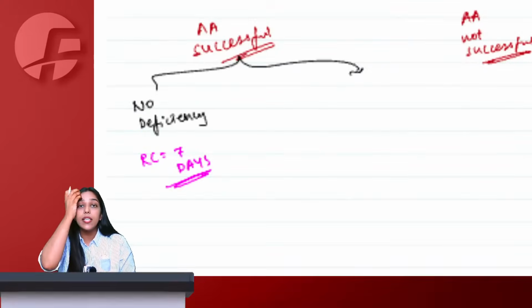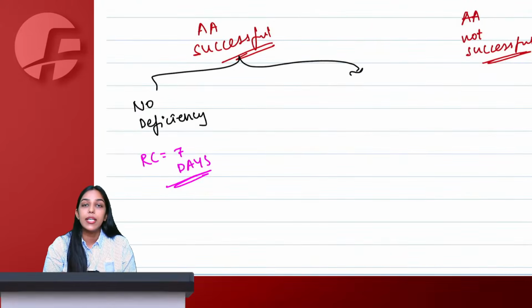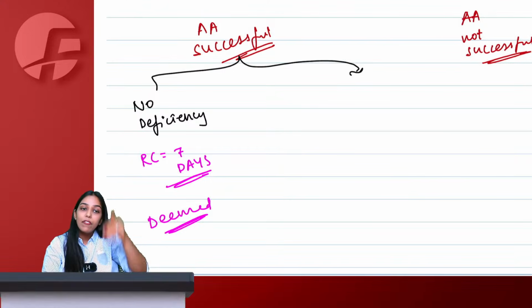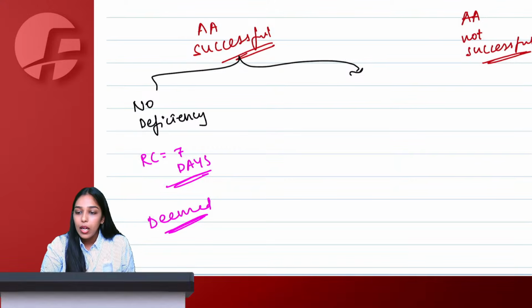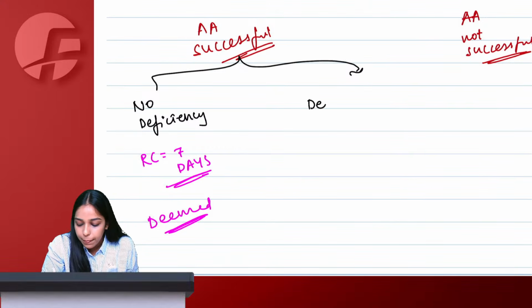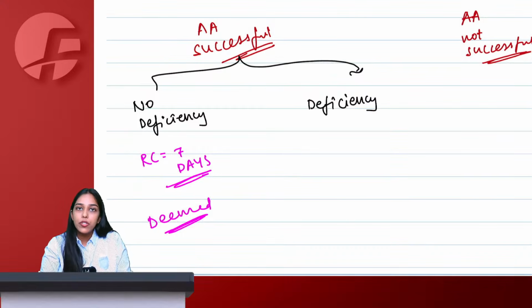If I do not get the registration certificate within 7 working days, then it will be deemed that I am registered only, and then the government will compulsorily have to give me the registration certificate, no option with them. But if there is deficiency, let's say my authentication was successful, but my address proof was not proper, my picture was not proper, there is any kind of deficiency in the application.